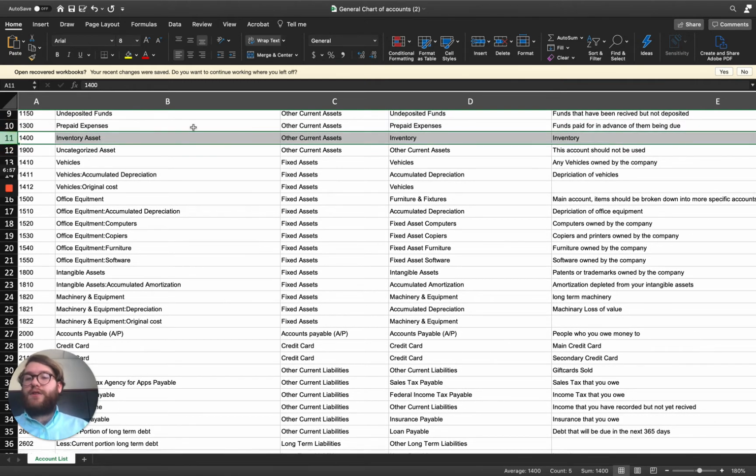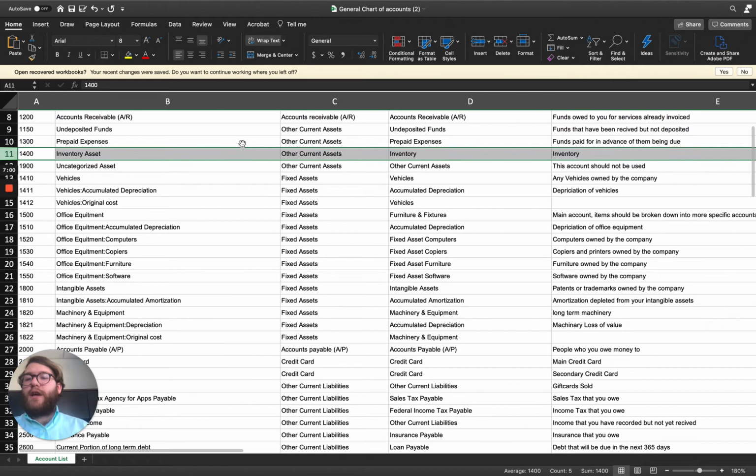Then we have inventory asset. Inventory asset is going to be if you're tracking inventory. If you're not tracking inventory, this is not an account you need.